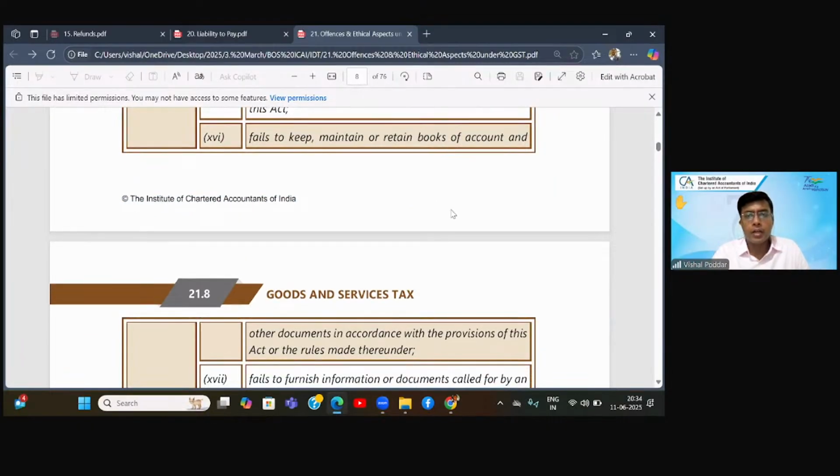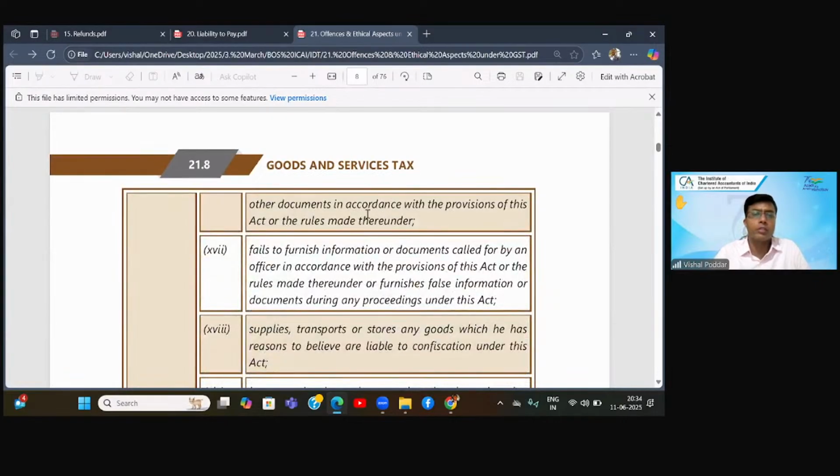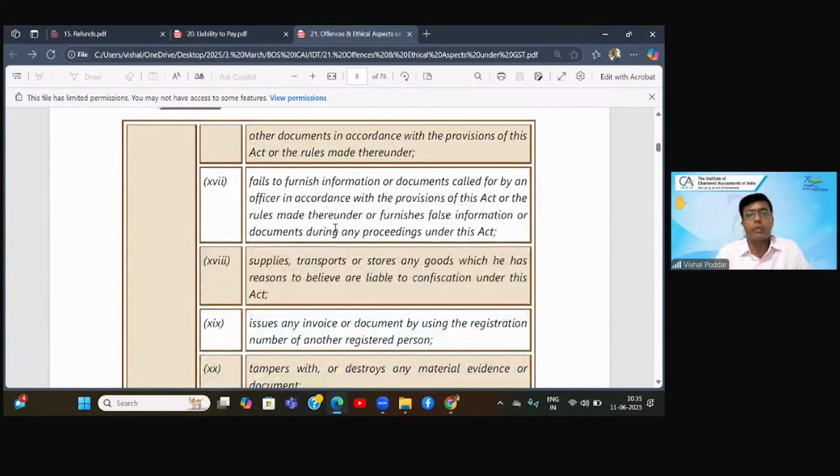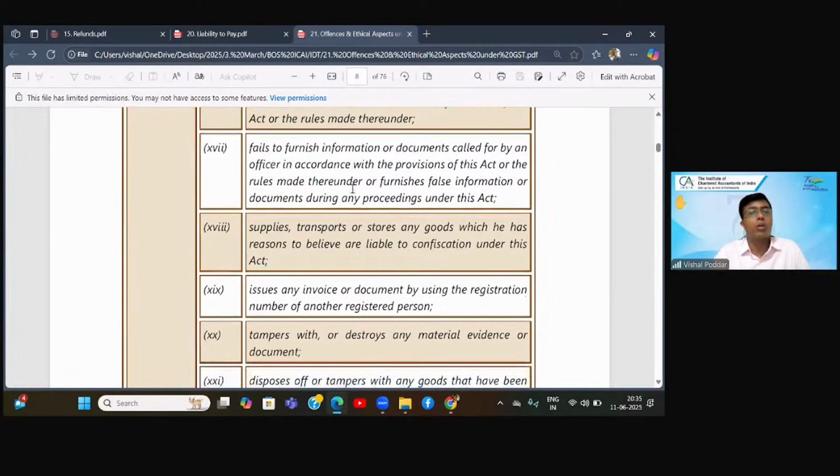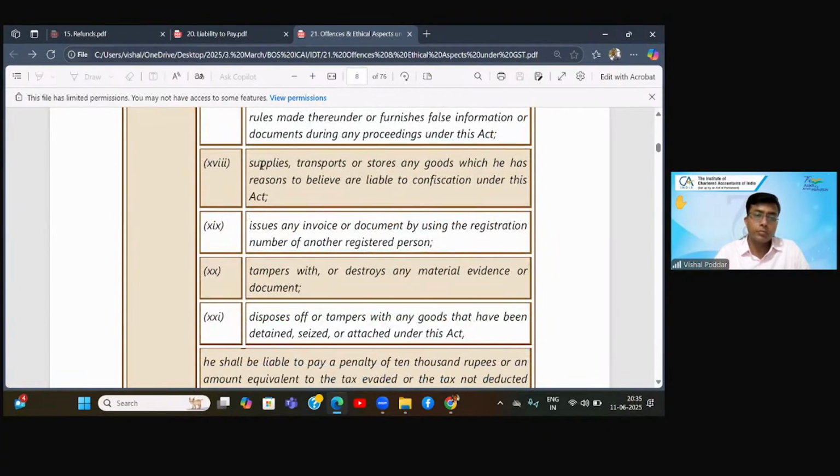Fails to keep, maintain, or retain books of accounts and other documents in accordance with the provisions of this act or rules. So where you have not maintained proper documents. Fails to furnish information or documents called for by an officer in accordance with the provisions of this act or rules made thereunder, or furnishes false information. So either you are not submitting information or you are giving false information.